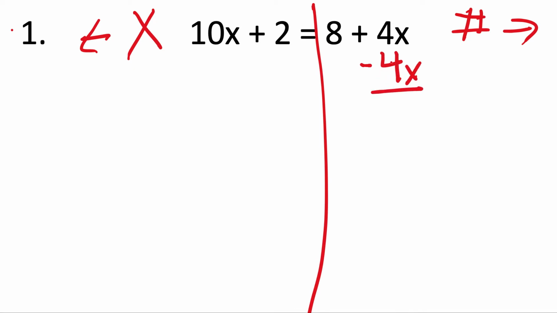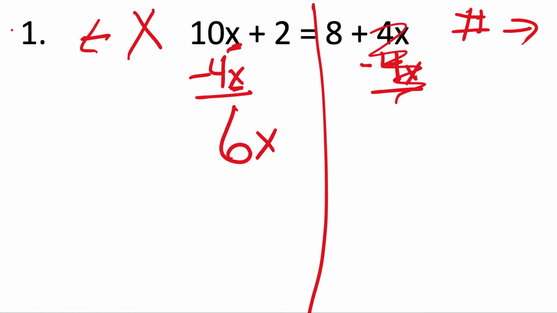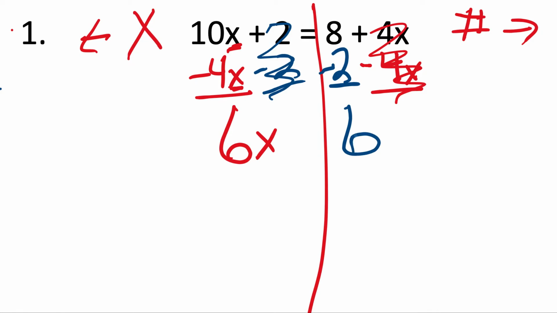Now here's my like terms, what we just went over. Seeing as how this ends with an x, I can combine it with this term because it ends in an x. So 10x minus 4x is 6x. Over here, 4x minus 4x is 0. It cancels out. Now, I said I want numbers to the right. Well, here's a number. Opposite of plus 2 is minus 2. If I minus 2 on this side, I minus 2 on this side. So 2 minus 2 is 0. It cancels. 8 minus 2 is 6.